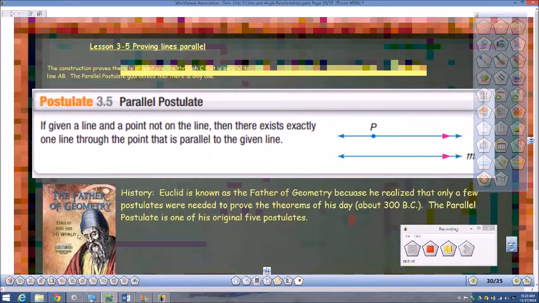And it says that given a line and a point not on the line, there exists exactly one line through the point that is parallel to that given line. So basically, this is just saying that if you have 2 lines that never cross, they are always going to be parallel. So just a very simple postulate, nothing major that you need to know, but just know that this is one of Euclid's 5 original postulates. They came clear back from about 300 BC.